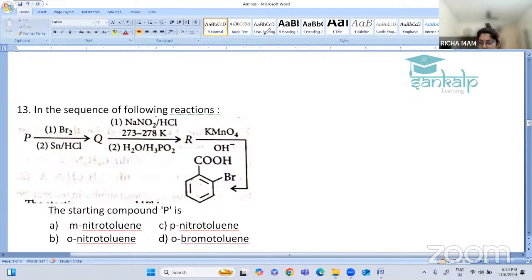Okay. So let us continue with the questions. I think we have solved some 14 questions. So this was a question which we did not solve, right? 13th question. So yes, let us start. Here there is a sequence of reactions given, and you can see the arrow marks.